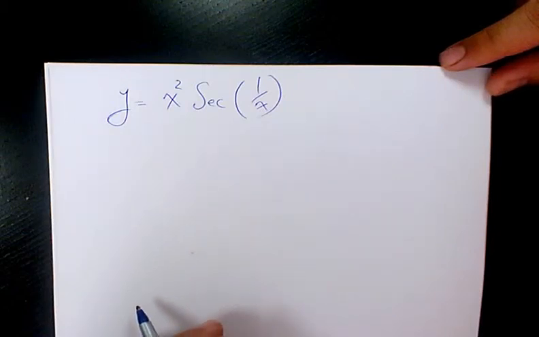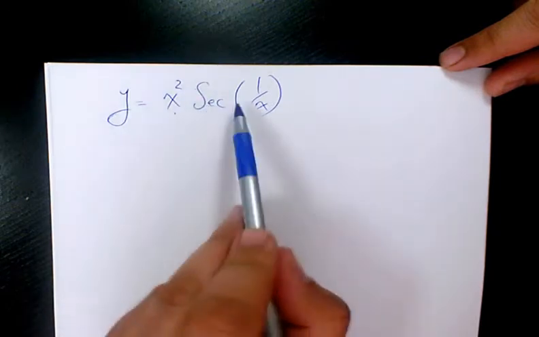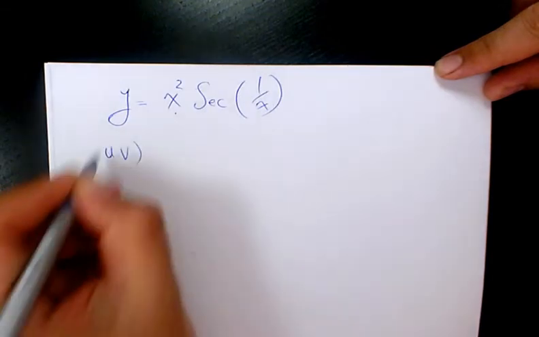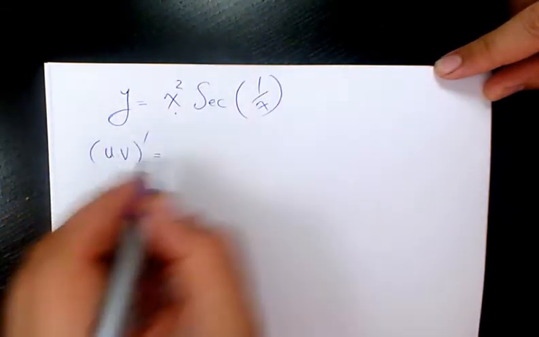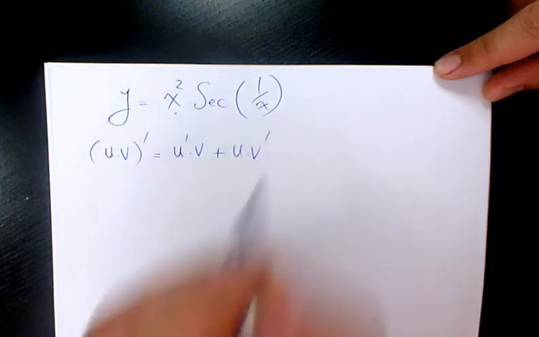Welcome to another video. In this video I want to show you how to find the derivative of x squared times secant of 1 over x. We need to use the product rule. The derivative of u times v is going to be the derivative of u times v plus u times the derivative of v.